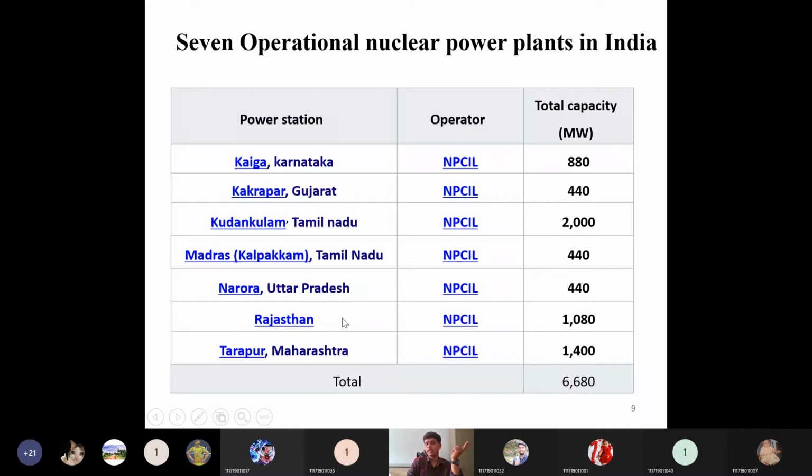And one nuclear plant is there in Rajasthan, which is also operated by NPCIL with an installed capacity of 1,080 megawatts. Then Tarapur, which is there in Maharashtra. That power plant is also operated by NPCIL with an installed capacity of 1,400 megawatts. So combined, we will get nearly 6,680 megawatts of nuclear power generation. This is already installed, operational power plants.